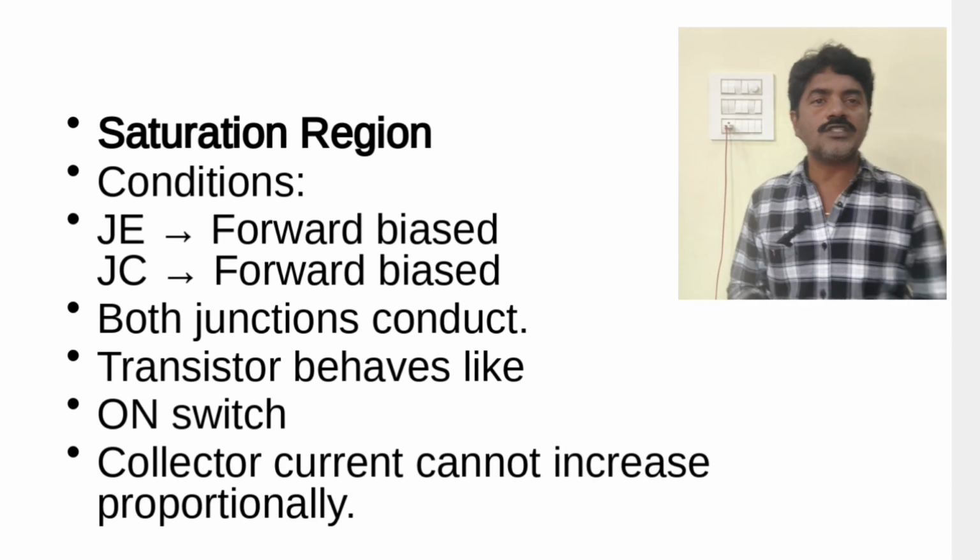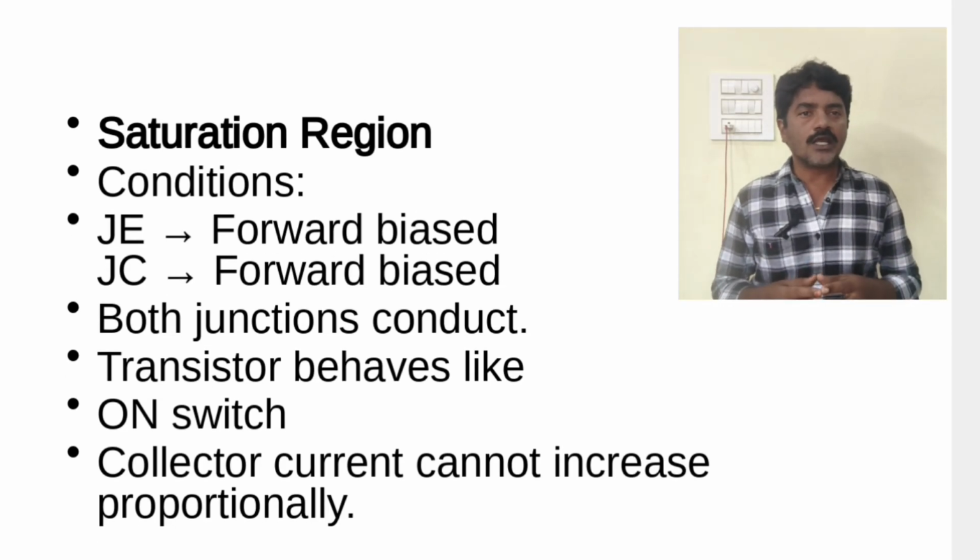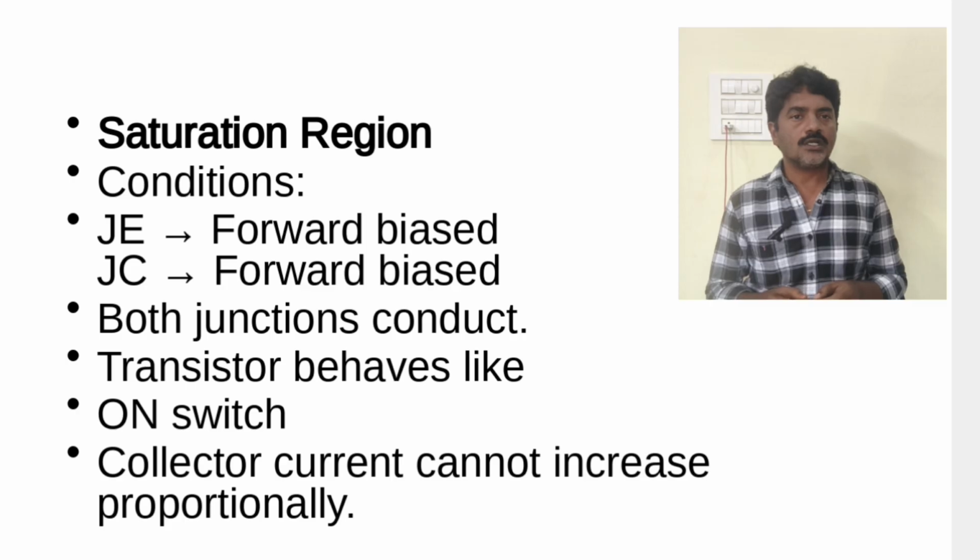Next one, the saturation region. In this saturation region, the emitter junction and collector junction are both in forward bias. In this region, the transistor acts as an on switch.